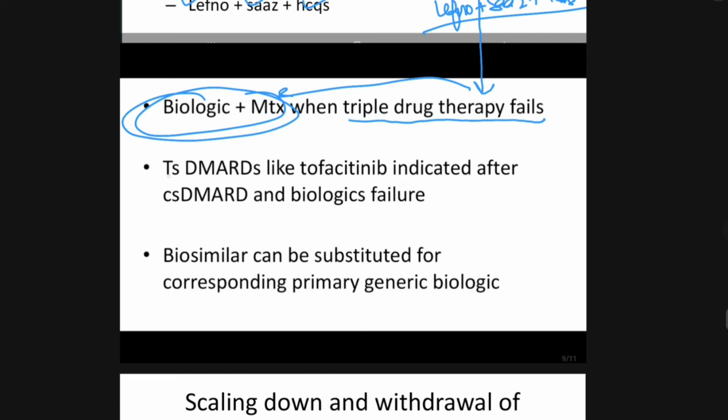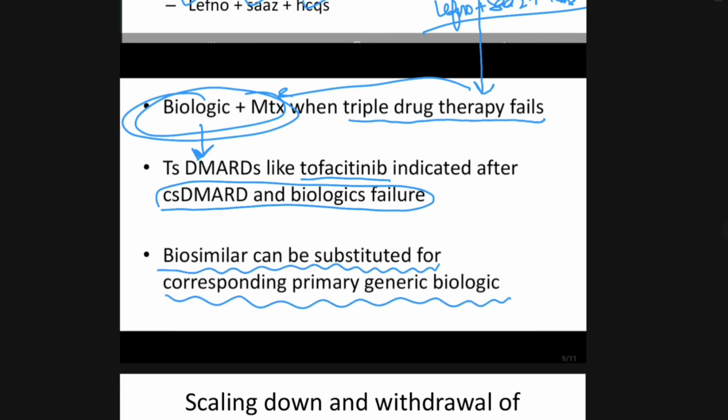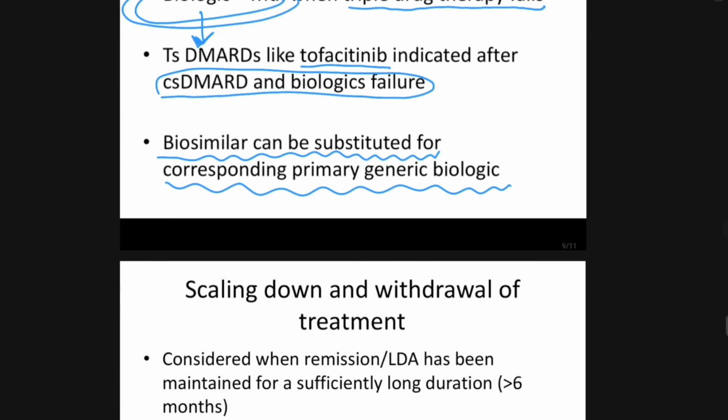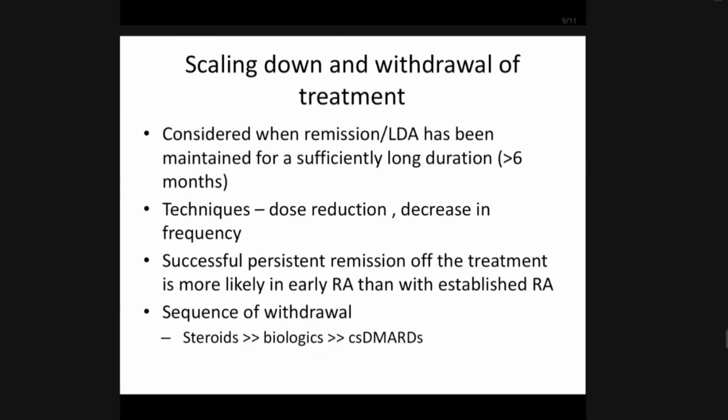Then when do we shift to other types of DMARDs? Tofacitinib is given when both of these combinations fail, meaning the next step is your tofacitinib. Biosimilars may be substituted for the corresponding primary generic biologics to decrease the cost of therapy. Now, scaling down and withdrawal of the treatment.